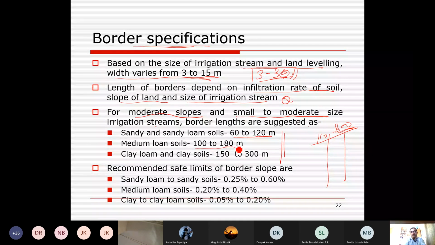For clay loam, because clay is dominating here, the infiltration rate will be less. If the slope is moderate, for clay loam and clay soils, we can go up to 300 meters. But suppose it's more clay condition, you can go up to a maximum like this. Otherwise, what is the loss?